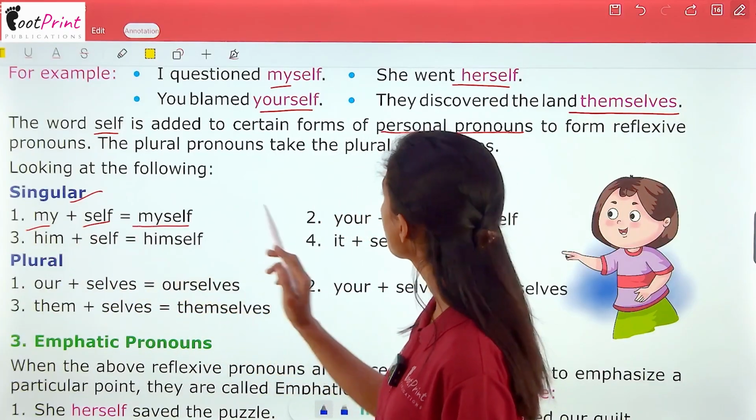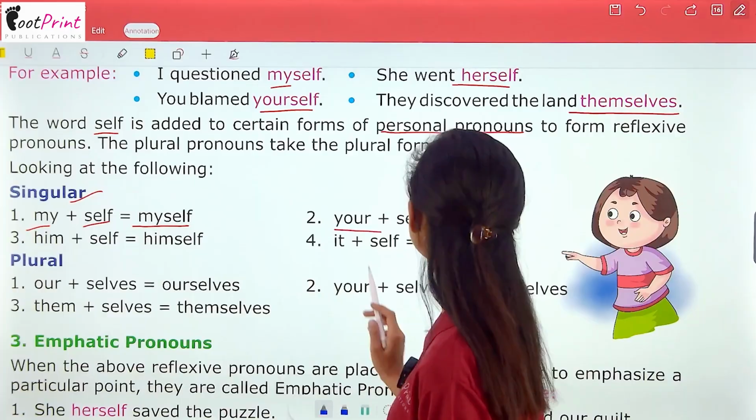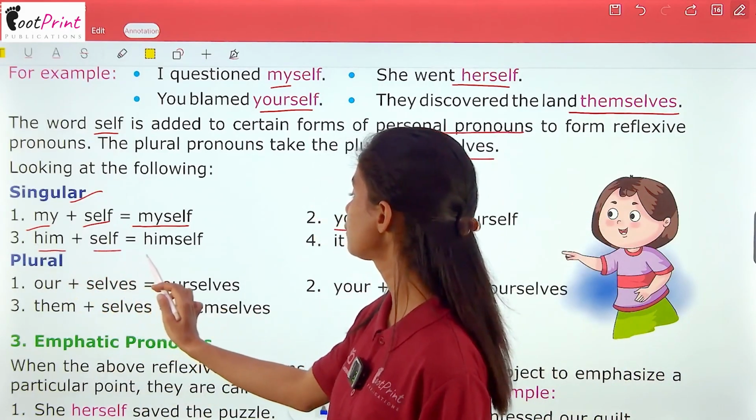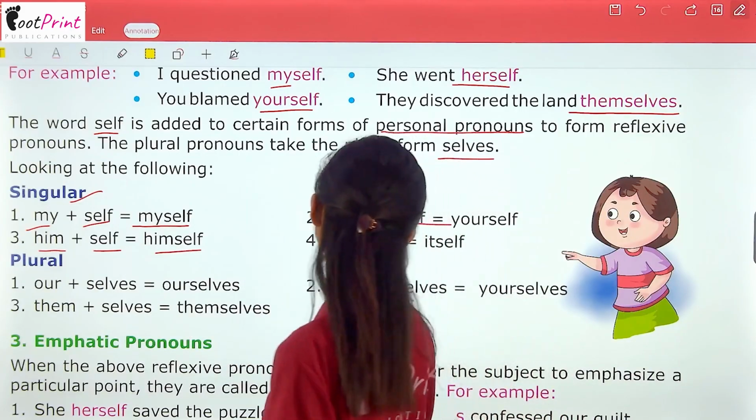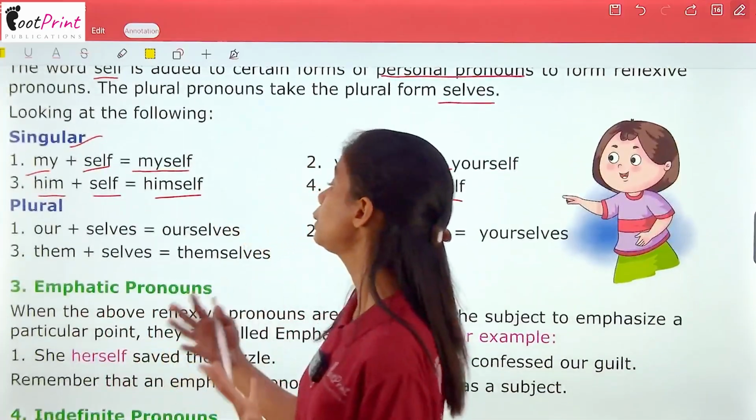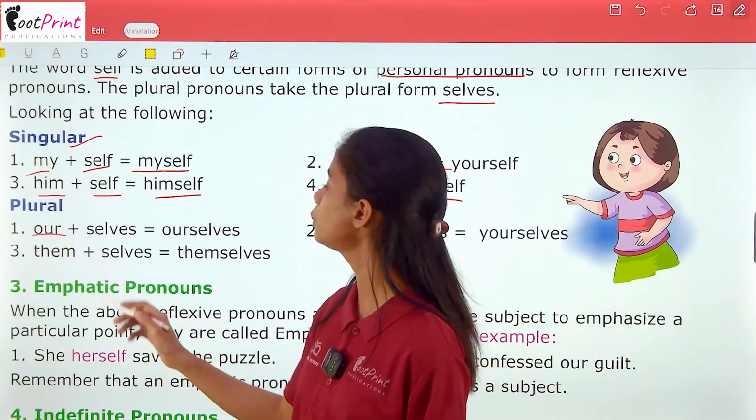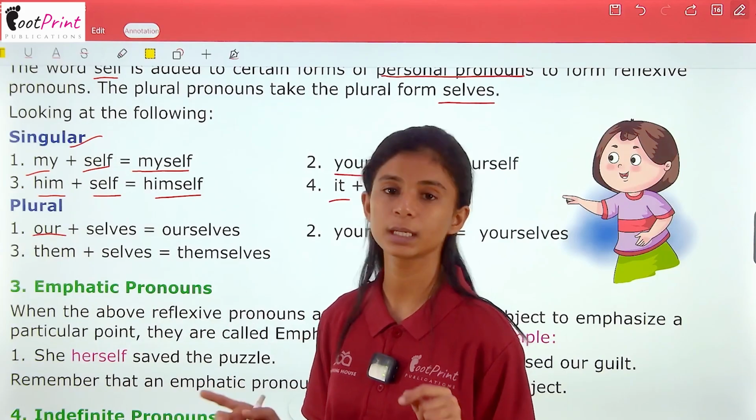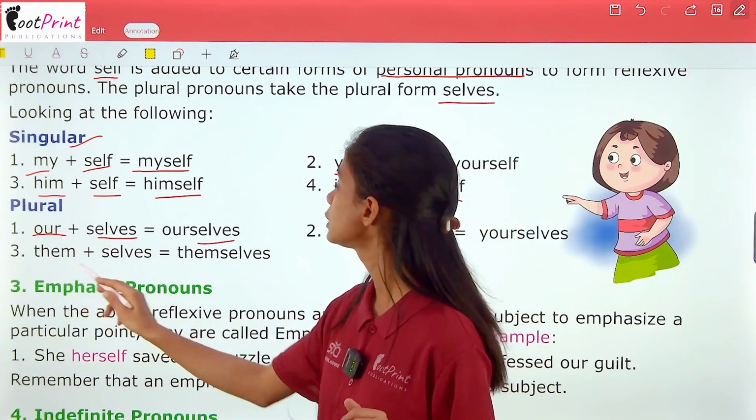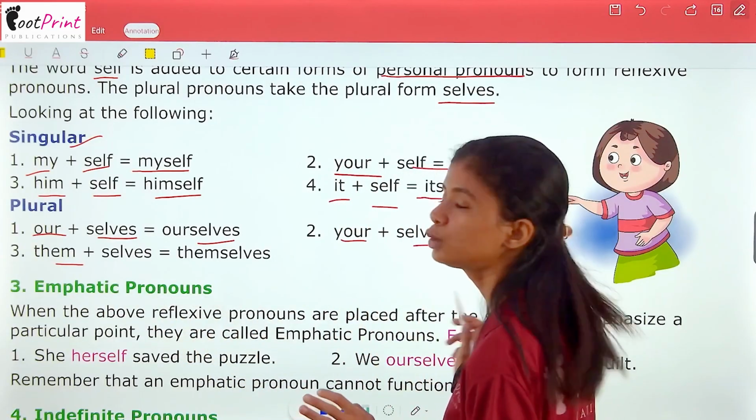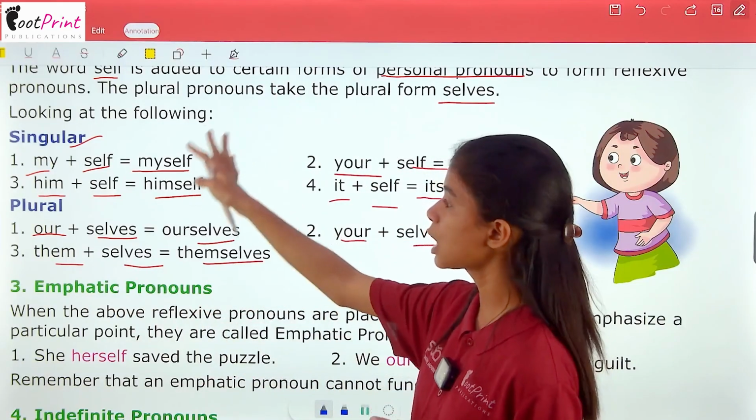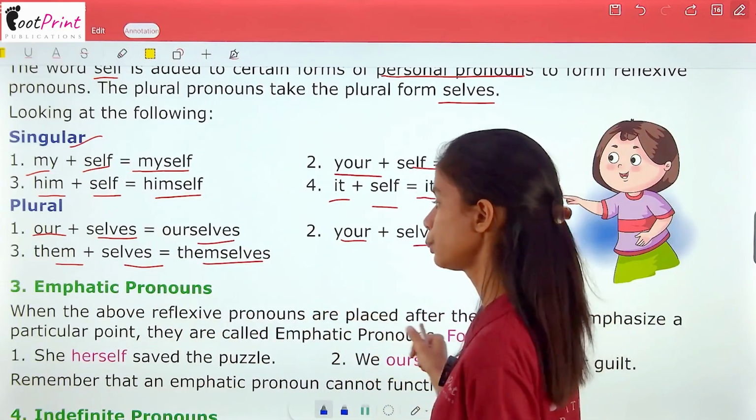Now, looking at the following singular, we will add my plus self. It becomes myself. Your plus self becomes yourself. Him plus self becomes himself, and it plus self becomes itself. Now, in plurals, the plural words are given. Our will be added with selves and not self. Our selves, ourselves. Now, yourselves, you is plural also. Them plus selves, themselves. So, these are all the examples of reflexive pronouns.